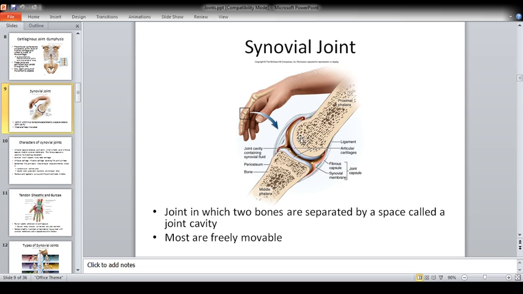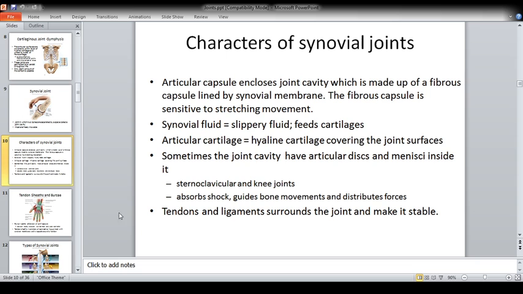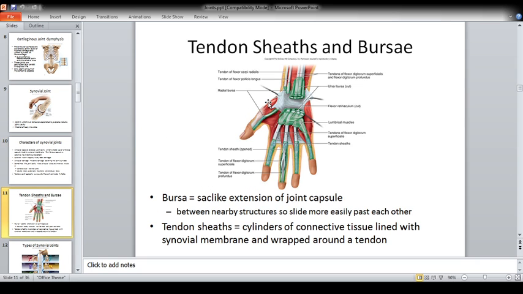They would not let this bone go this way or this way. They would keep it here in front of the other bone, and even when it's bending, they would not let it slip past the other bone. So this is why the tendons and ligaments are present here. Now let's talk about tendon sheaths and bursa.